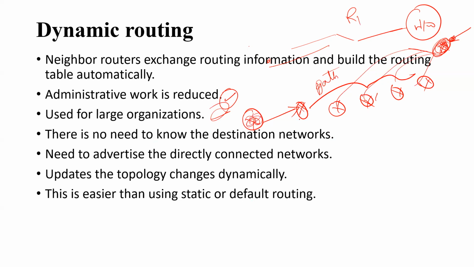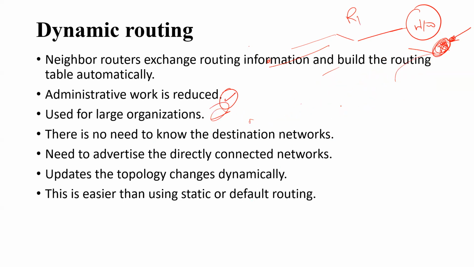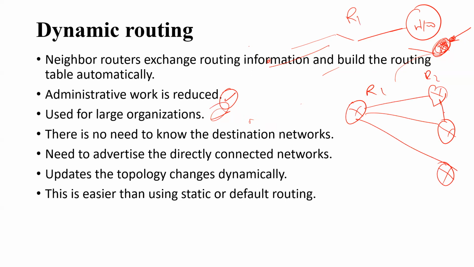So updates in the topology: from where to where it has to reach. Suppose we have two ways to reach router 3. Two ways are there, this is one and this is one. Usually it has to connect through this one only.